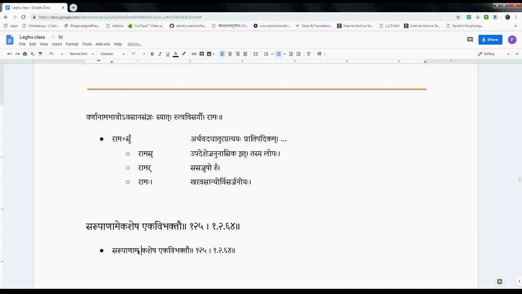Sarupanam, Ekashesha, Ekavibhaktau. Sarupanam is Shashti Bahuvachana, Ekashesha is Prathama Ekavachana, and Ekavibhaktau is Saptami Ekavachana, meaning in one vibhakti.